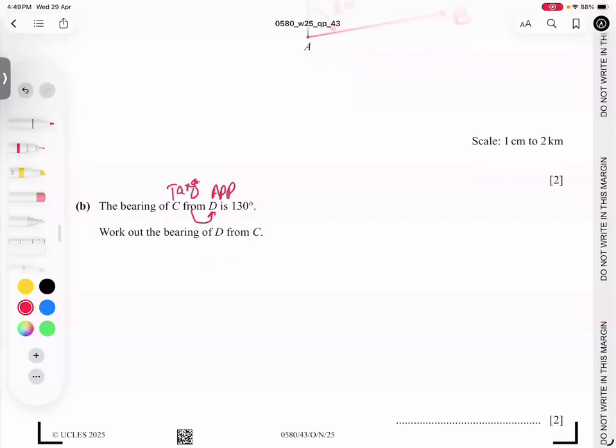So let's say this is north, and let me show you a scale, then you can get it easily. For example, this is north, and just imagine this is D. Now common sense: this is 10, 20, 30, 40, 50, 60, this is 90.